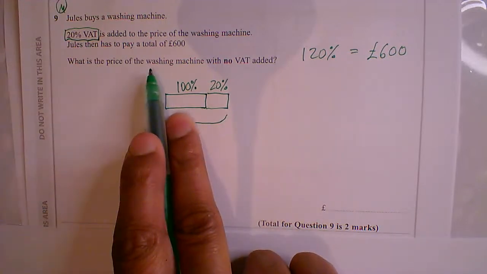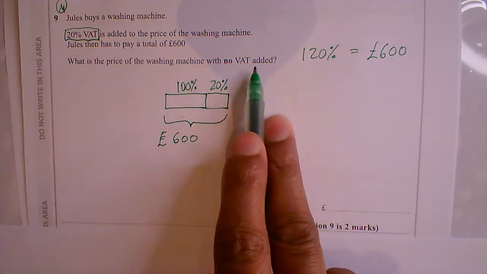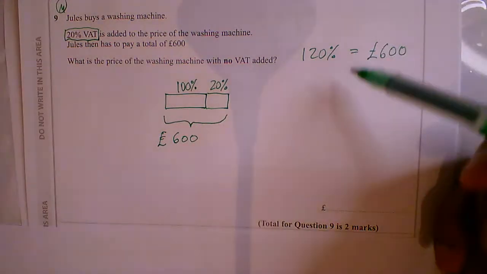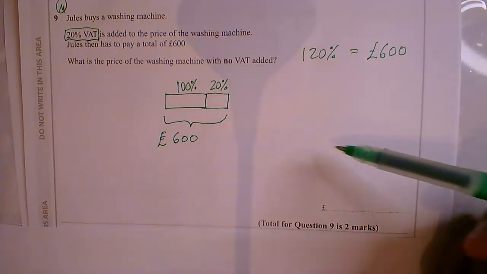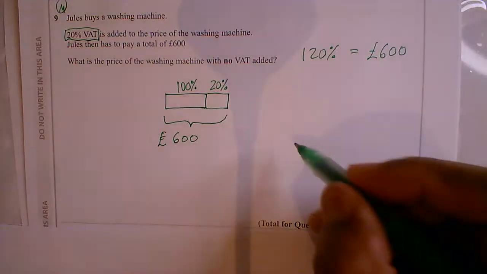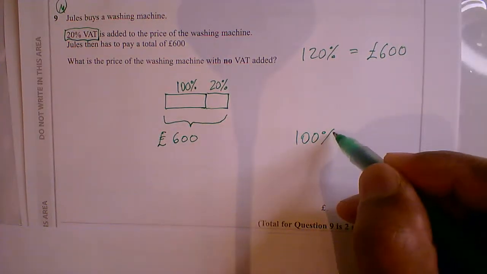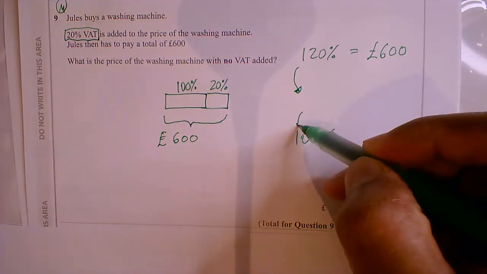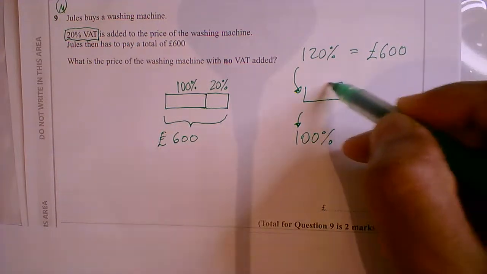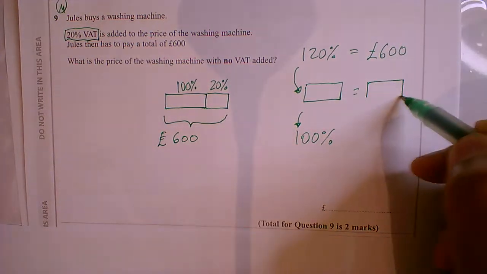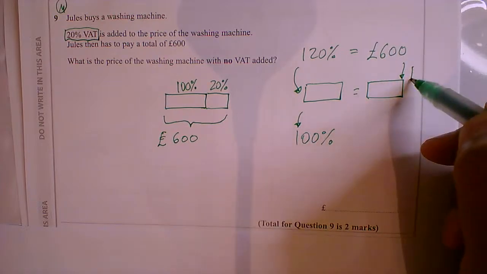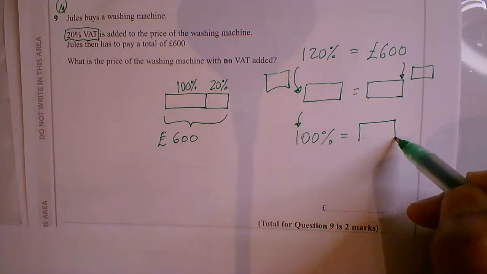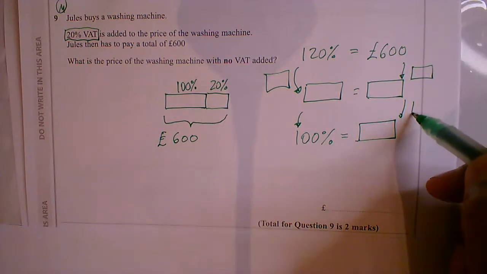What is the price of the washing machine with no VAT? So again, taking away that 20%, so I'm looking for a smaller answer. Now, this is inviting me to get to that 100%. Can I get there in one jump, or do I need a few jumps in between? Okay, so I need a few jumps in between. So what number do I divide or multiply by to get to this?